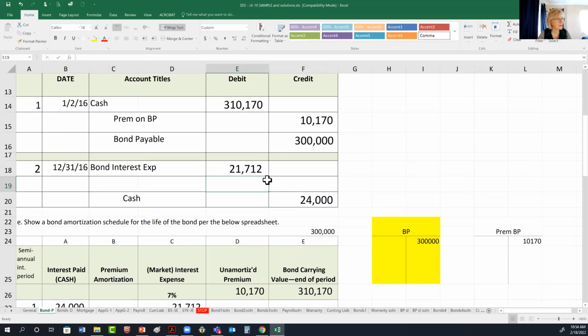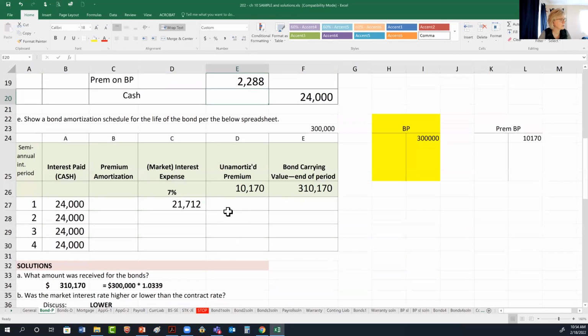Okay, so obviously these don't balance. We need a debit to balance this. And what is the account that we debit? Well, it's this premium on bond payable. Okay. So whatever this difference is, 2,288. Make sure my numbers are right. Yeah. Okay. You guys with me?